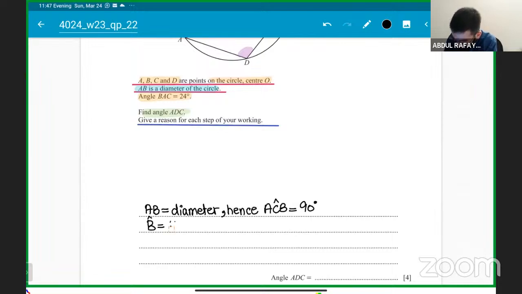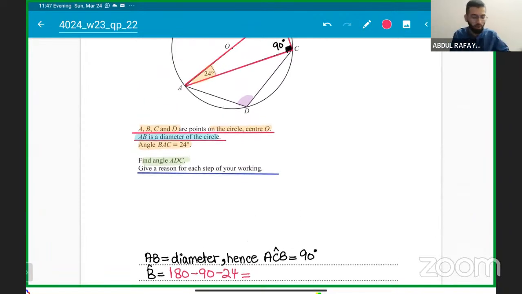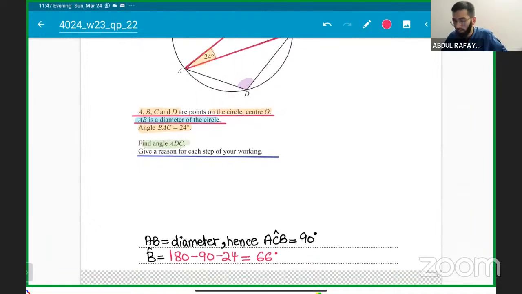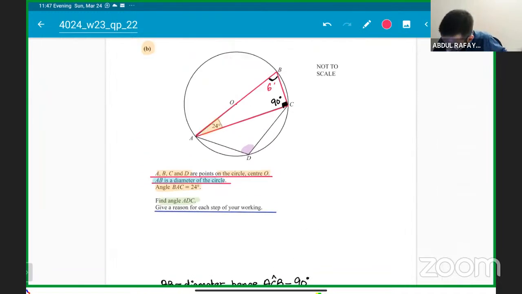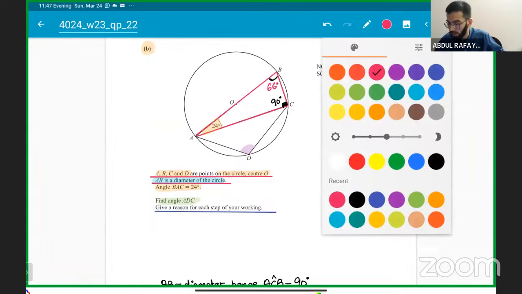Everyone getting it? The sum of the angles in a triangle is 180. So 180 minus 90 minus 24, that will be angle B. Everyone got this right? 66 degrees is the angle for this one. If this is 66 degrees, you need to understand the concept.